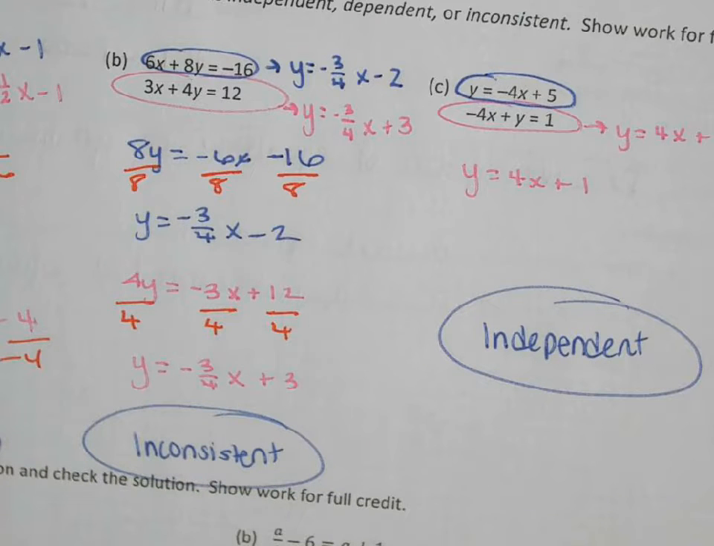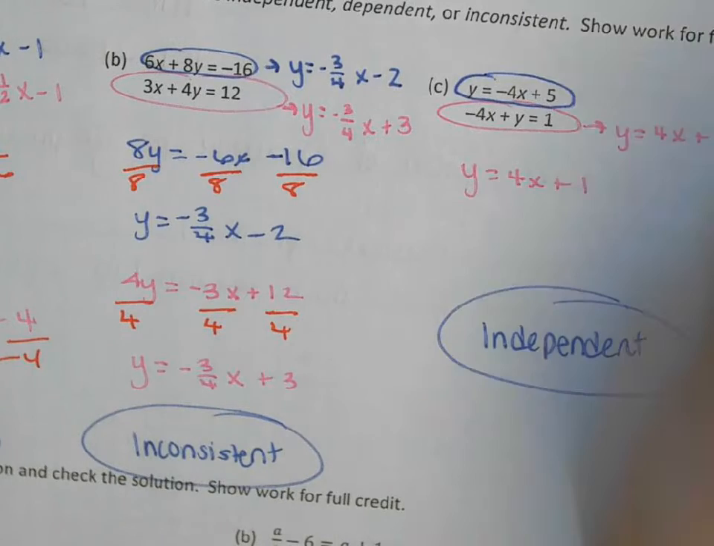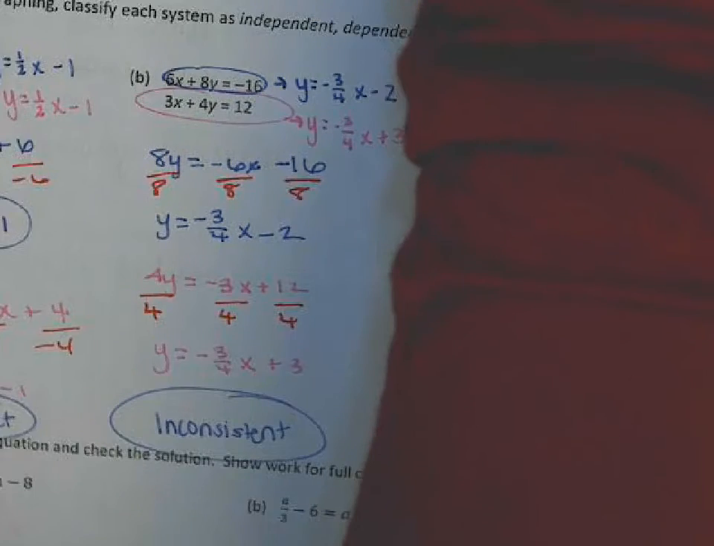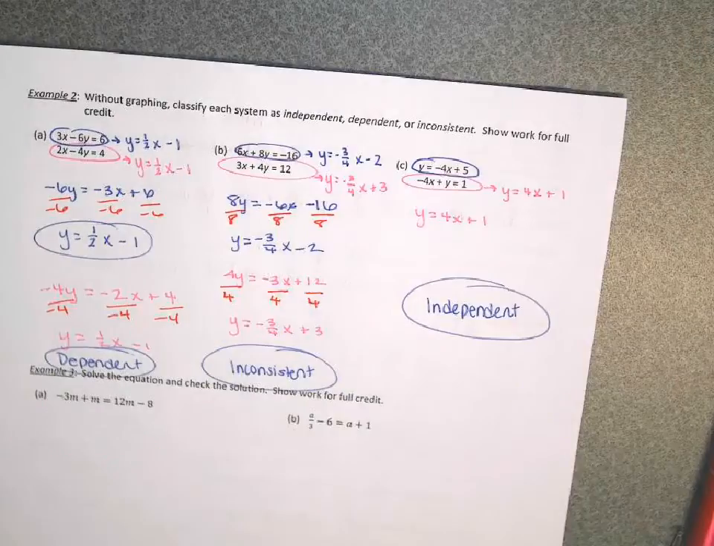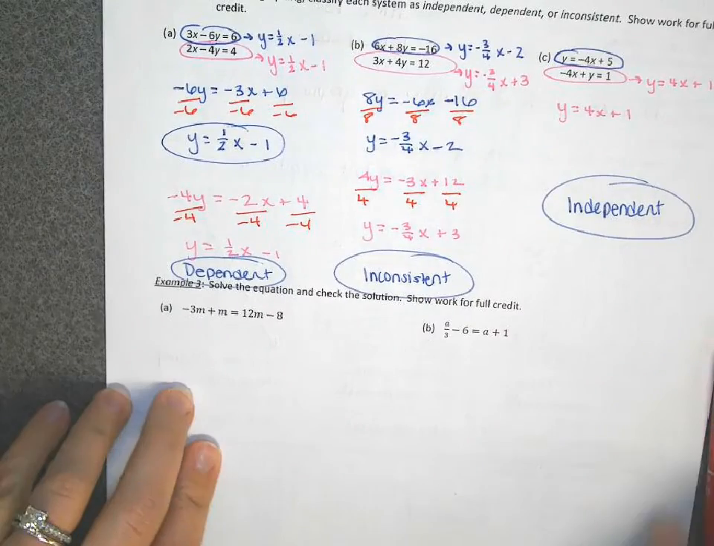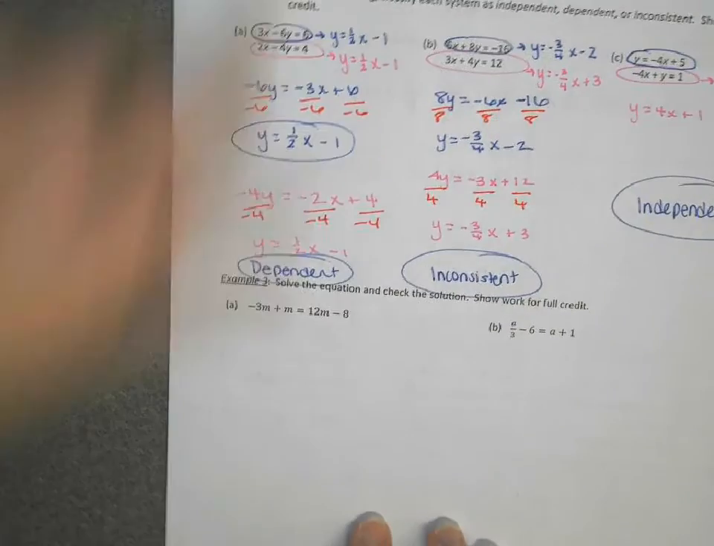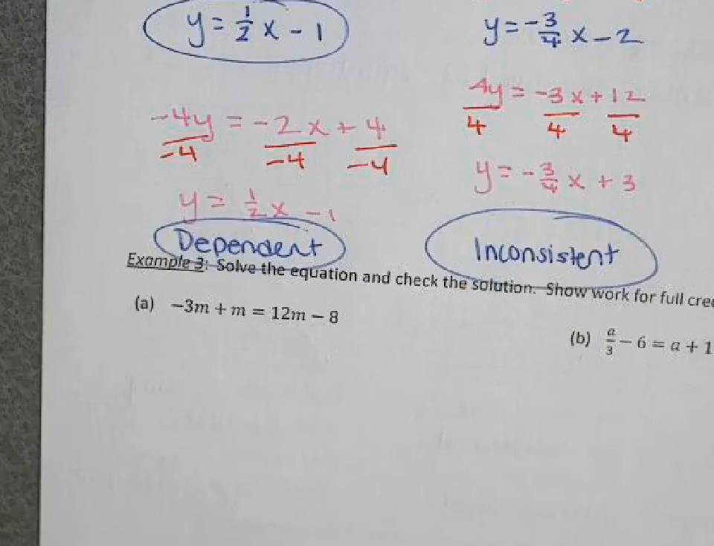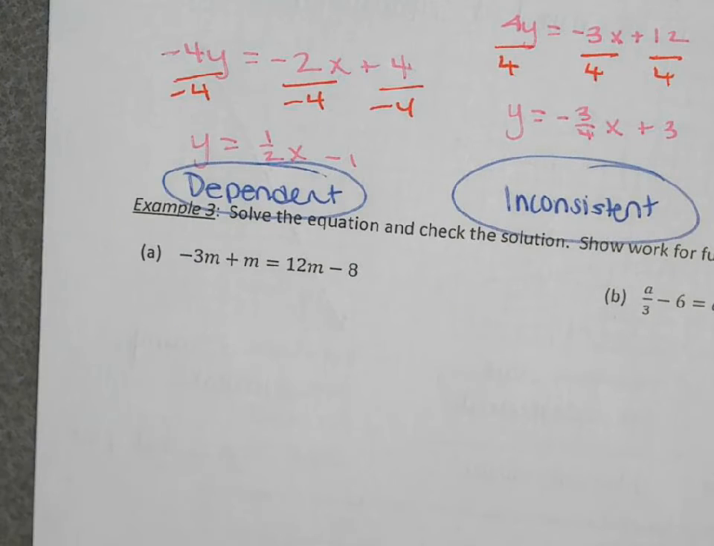Example 3 says to solve the equation and check the solution, show work for full credit. So this is just review. Okay, so for A, I am going to solve for a variable. So I'm solving for m. There's lots of m's here. So I need to get m's all together and in one spot so I can solve and figure out what the value of m is.